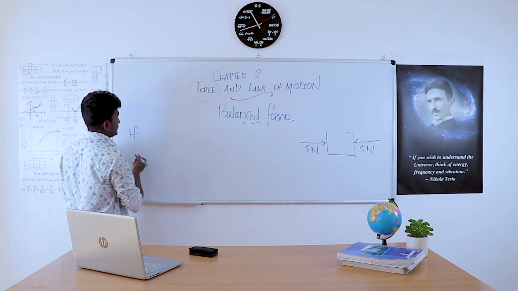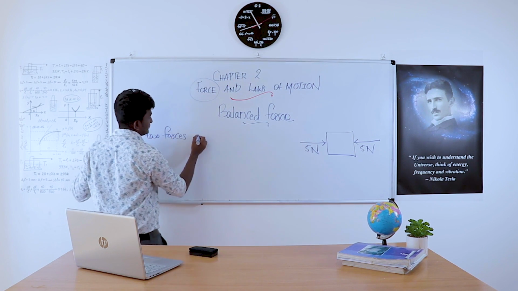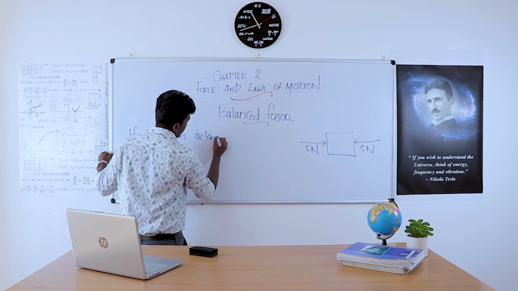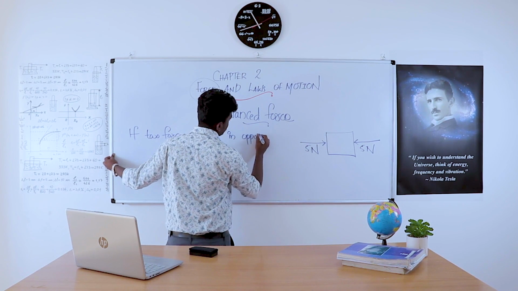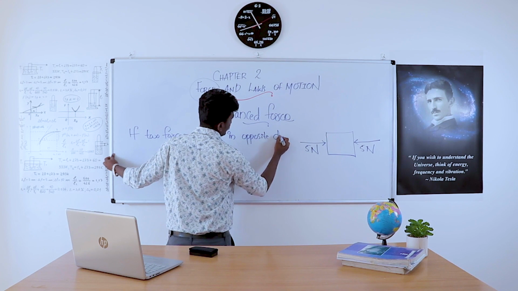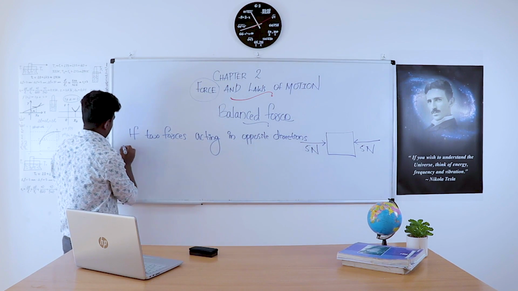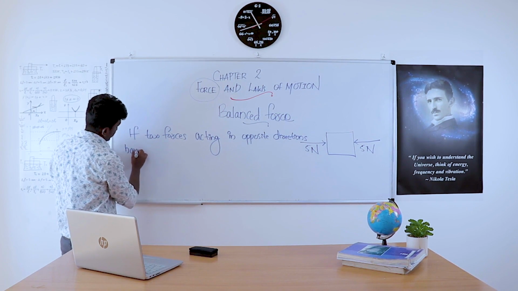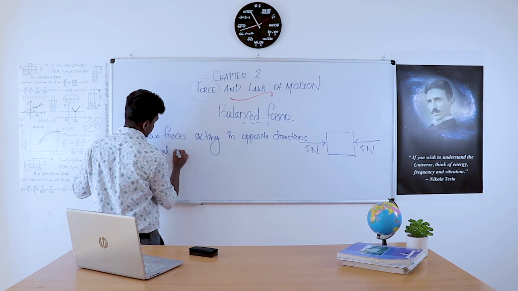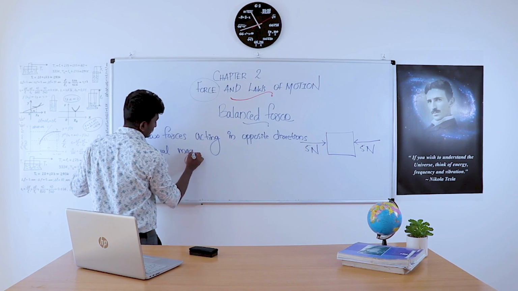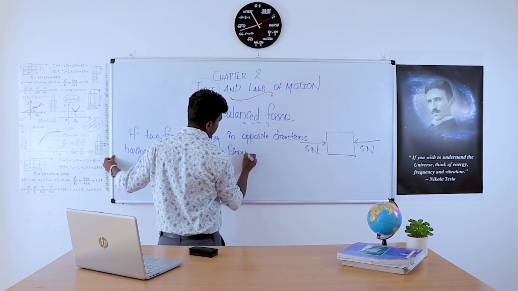Then we can explain balanced forces as: if two forces act in opposite directions, having equal magnitudes, simultaneously on an object.